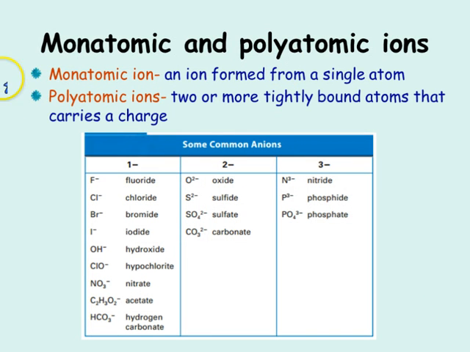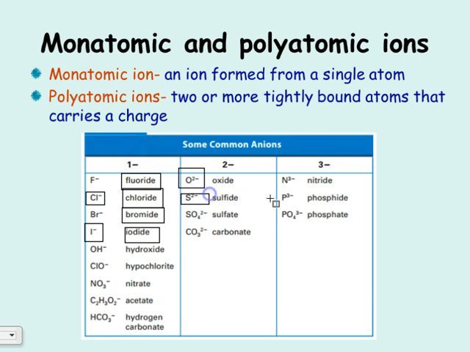Monatomic. A monatomic ion is an ion formed from a single atom. Examples of monatomic ions: fluoride, chloride, bromide, iodide. Here you see just one element. Oxide, sulfide, these are monatomic.